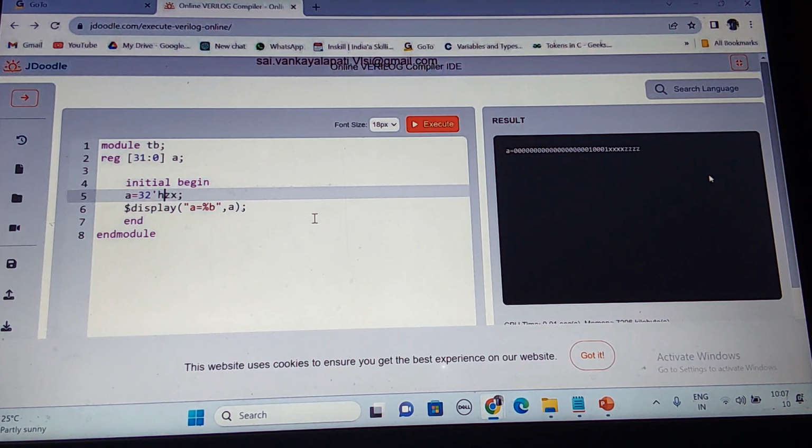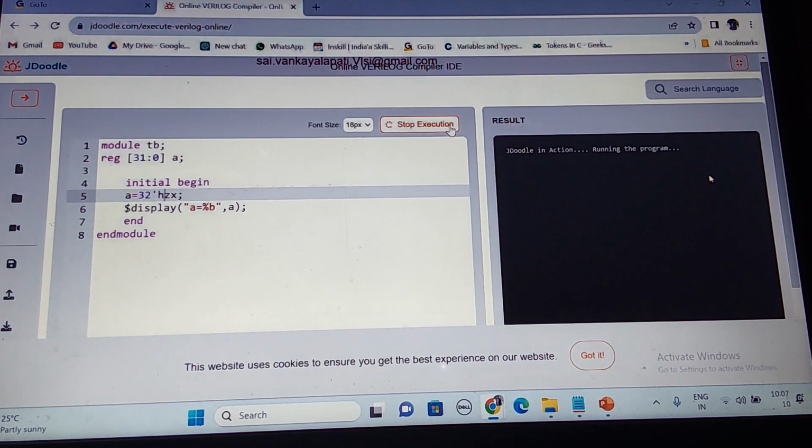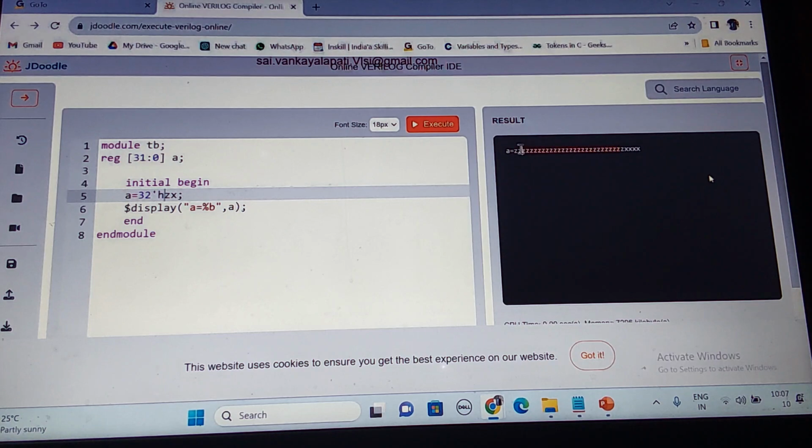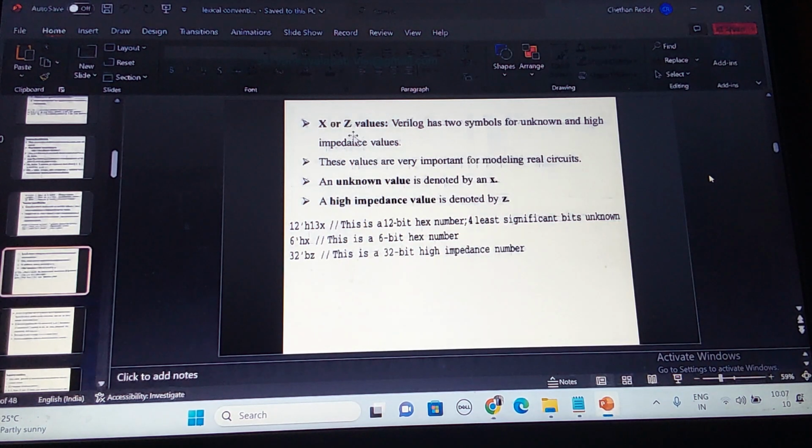If it is X, X values. If it is Z, Z values. If it is 1, 1 in binary is assigned and all the rest of the bits will be what? Zeros. You have to understand this concept. Now this is printing four X and the remaining all are Z. Do you understand this? So this is about the other two values supported in Verilog, the unknown value and the high-impedance value. Now you know how to work with them.